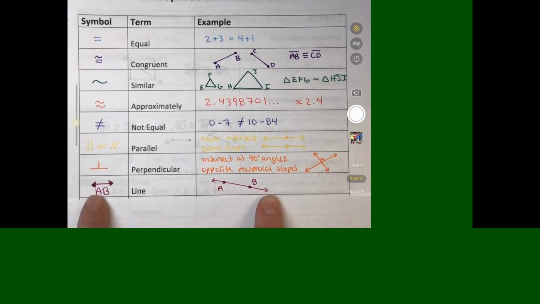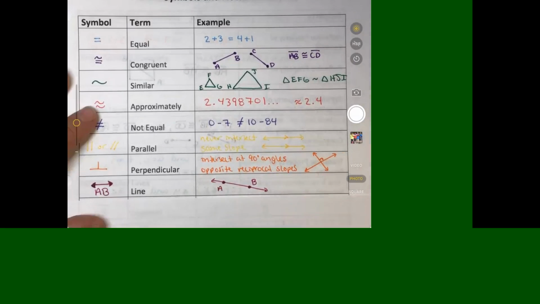So the symbol needs to have the arrows above the letters A and B. And you can write them backwards. You can call it line AB or line BA. It doesn't matter whether you start on the left and go to the right or whether you start on the right and go to the left. All right, that one doesn't matter.